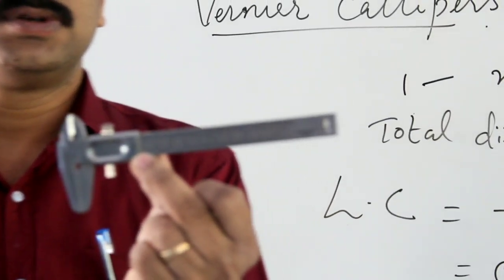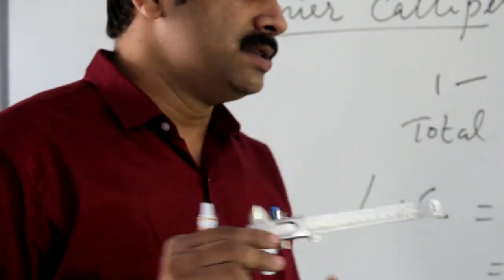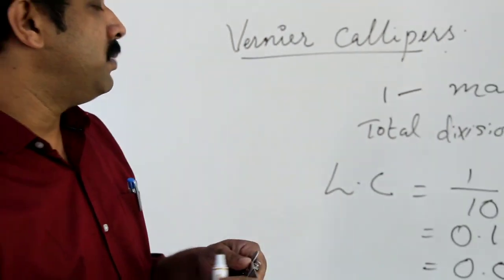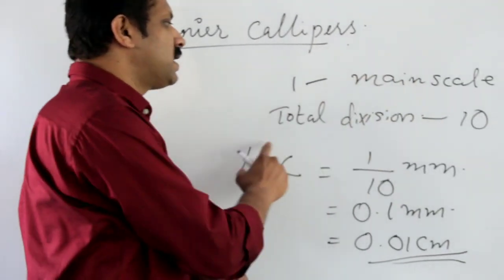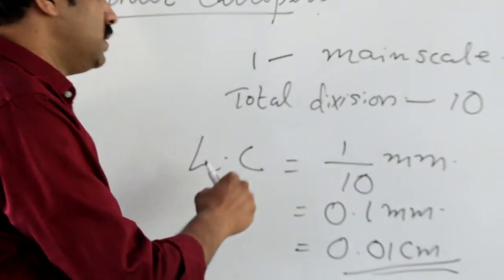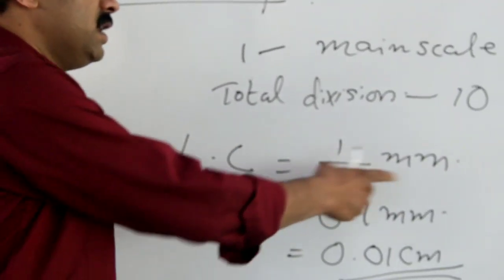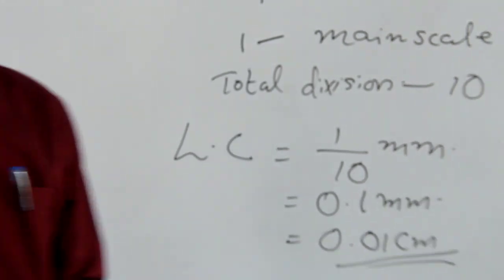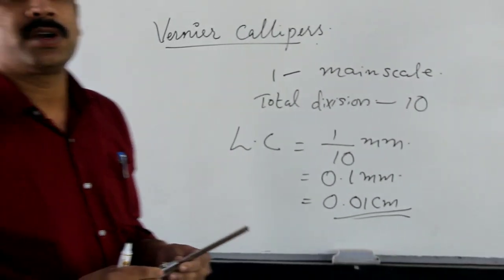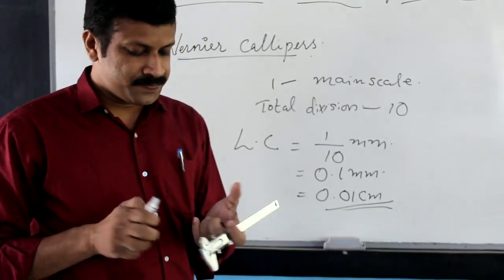You have to keep in mind: one division from the main scale, total divisions from the vernier scale, and the least count will be 1 divided by 10 millimeters, and it should be converted to centimeters as well.